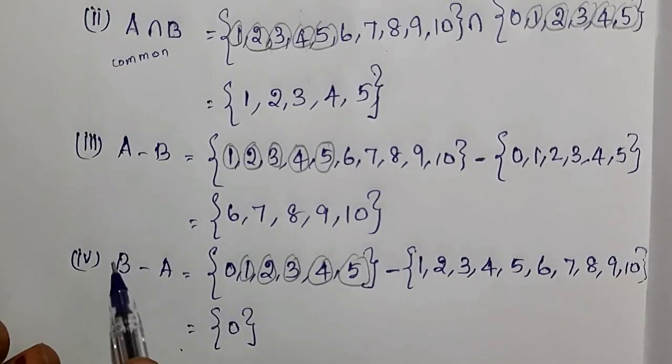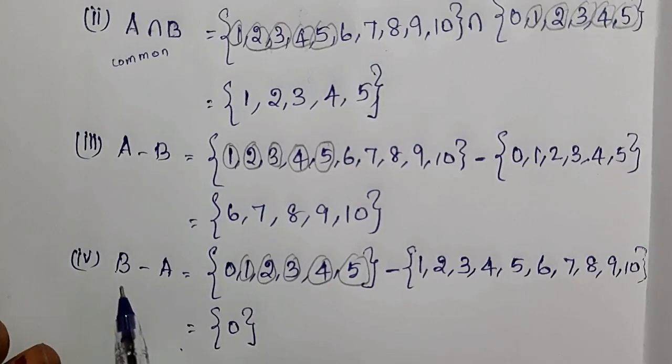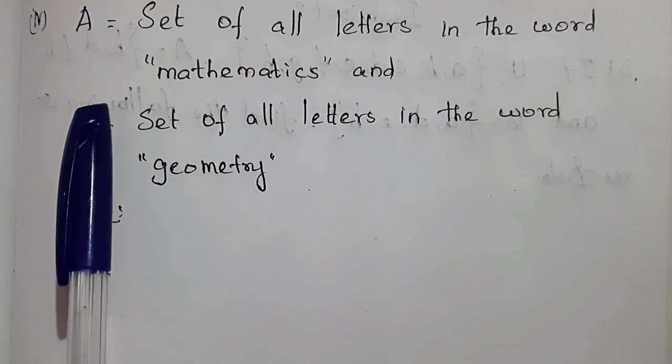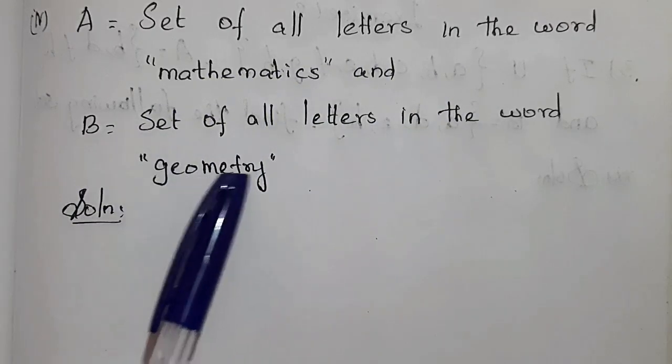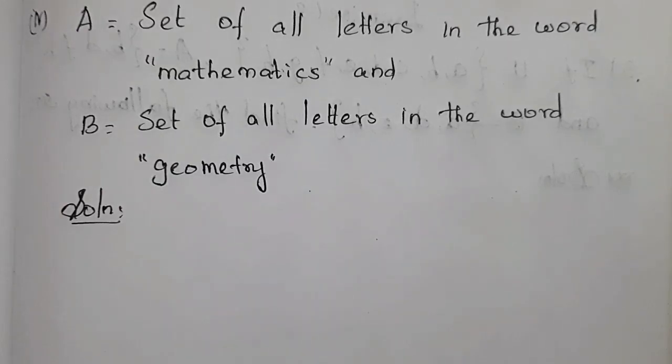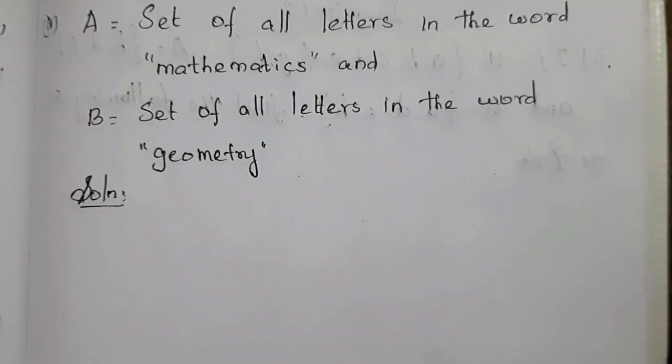So are you clear? B minus A means we can remove A elements from the set B. Clear now? So we can do the fourth one. See the fourth part. A equal to the set of all letters in the word mathematics, then B equal to the set of all letters in the word geometry. So first we can write what the letters are.